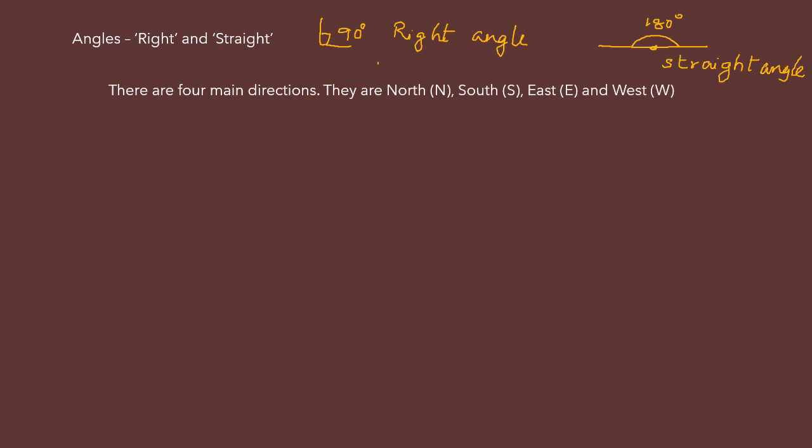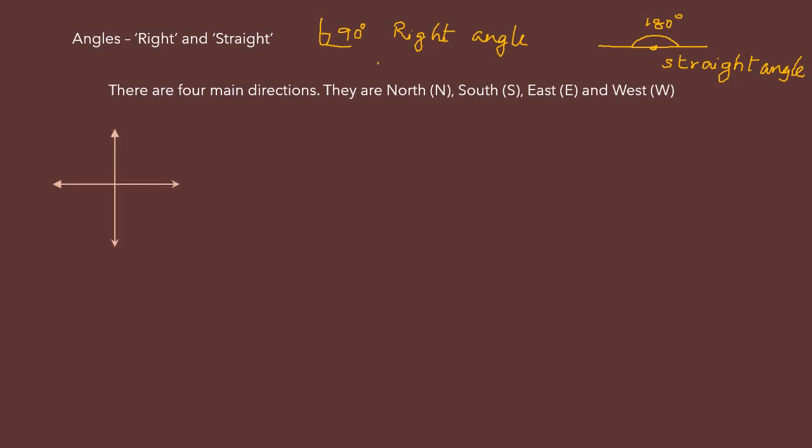So there are four main directions: north, south, east and west. You know that when we talk about the India map, we say that Kerala is in the south, Assam is in the east, Gujarat is in the west, and Jammu Kashmir is in the north, isn't it? So that is how, when you draw the map, the upper part, the top portion, we call it the north portion, the down portion we call it south, on our right we have the east, and on our left we have the west.